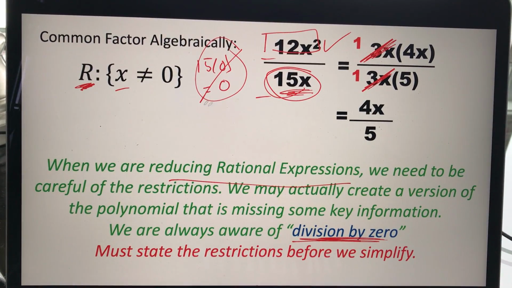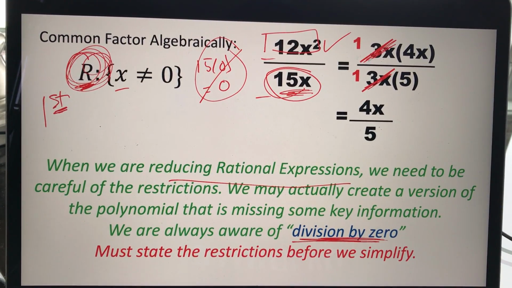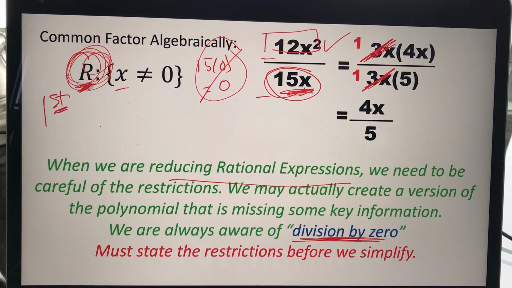The point is we want to be able to do our restrictions first. We want to do them first because through our operations, we might actually wipe out part of our expression that we need. You see the x is here, but the x is no longer down here. So we lost that information that we need for the restriction. So restrictions first, and then we simplify after.